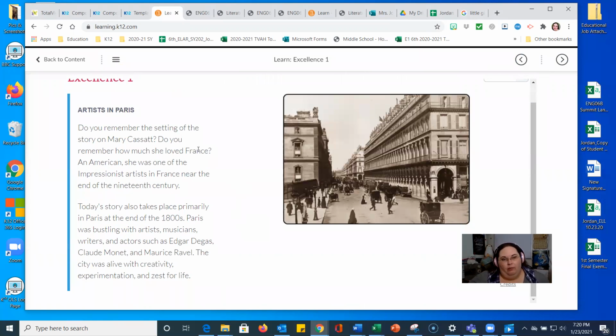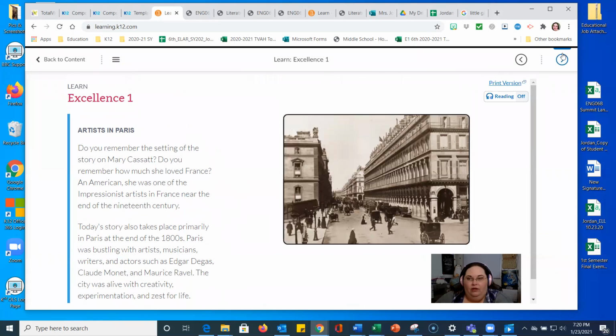Artist in Paris. Do you remember the setting of the story in Mary Cassatt? Do you remember how much she loved France? An American, she was one of the Impressionist artists in France near the end of the 19th century. Today's story also takes place primarily in Paris at the end of the 1800s. Paris was bustling with artists, musicians, writers, and actors such as Edgar Degas, Claude Monet, and Maurice Ravel. The city was alive with creativity, experimentation, and a zest for life. Okay, we don't have anything down there, so we're going to go on next.